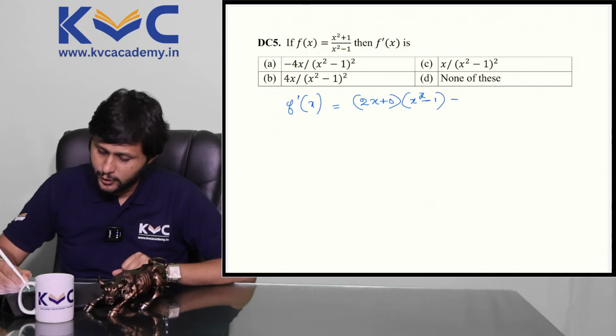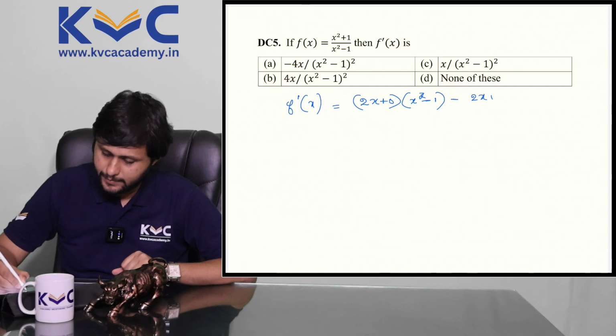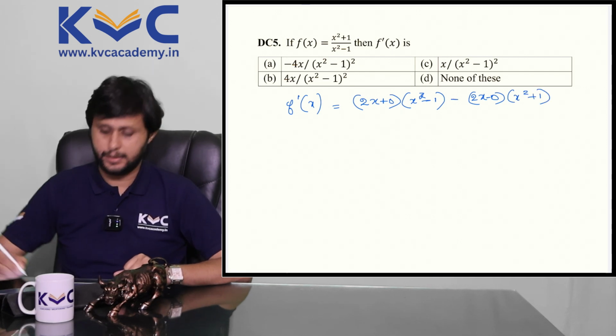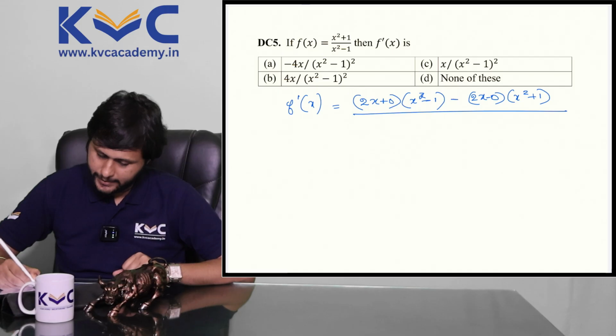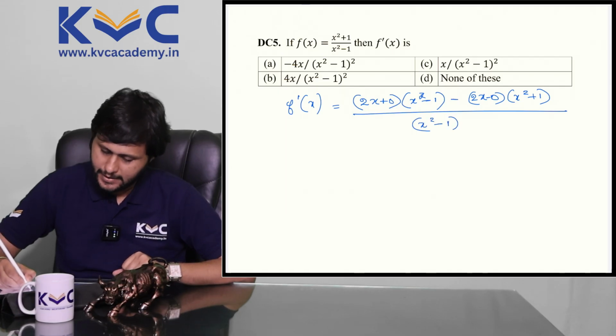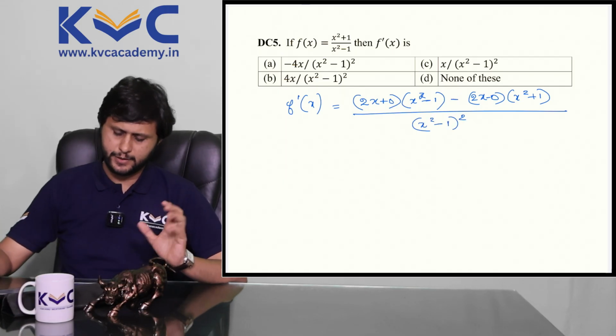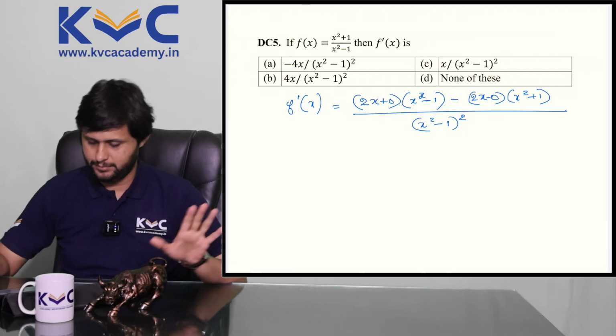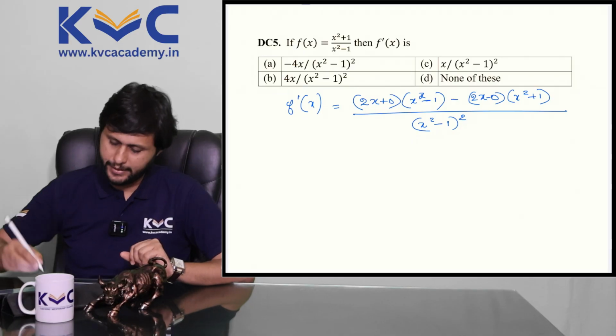Minus. Differentiation of denominator: 2x minus 0. Differentiation of denominator, numerator as it is. Okay. Whole divided by denominator square. Now, if you see in the options, A, B, C, the denominator is matching. So it's all about the numerator now.